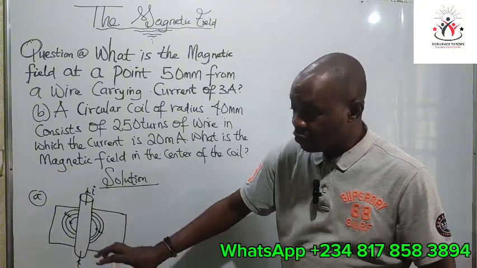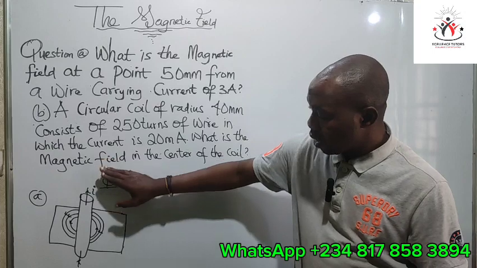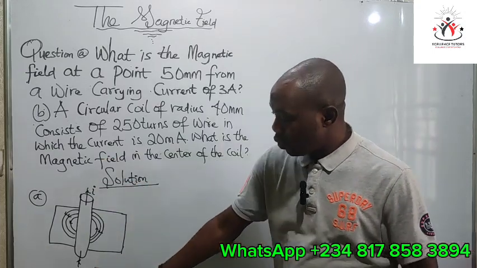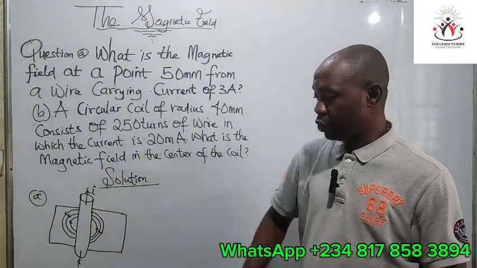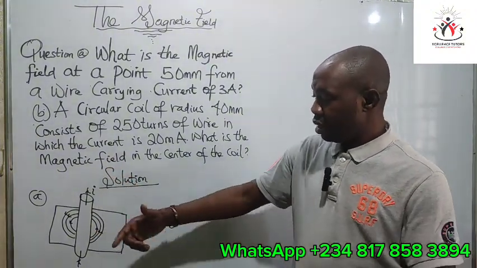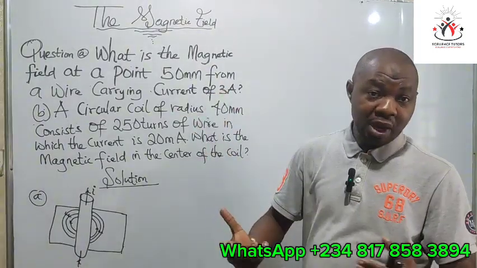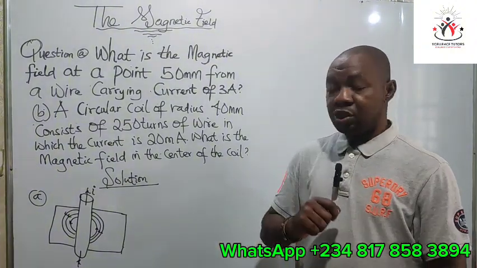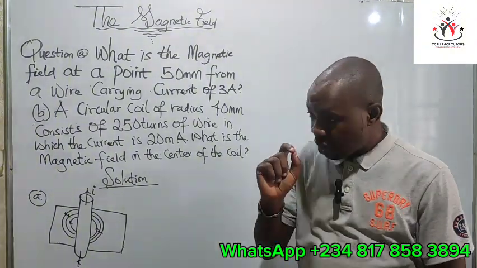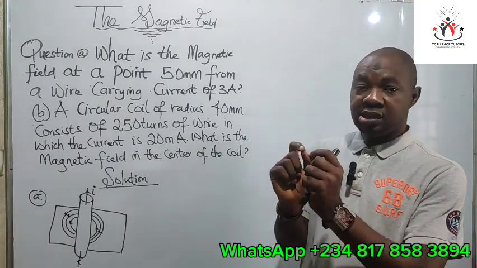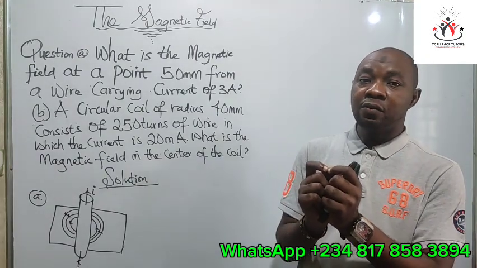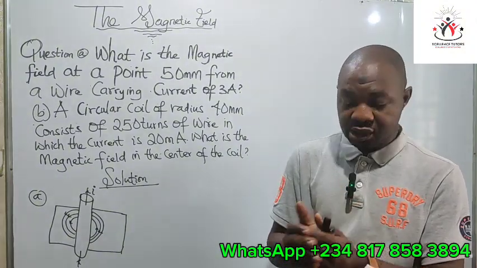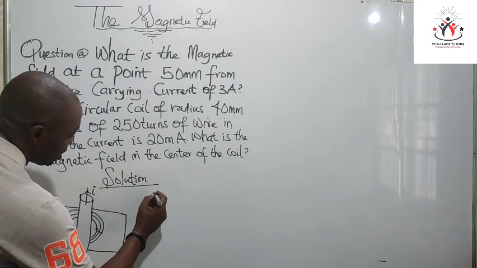You can see that we have these concentric circles around the straight conductor carrying current. As current passes through the conductor, a compass needle will swing around the straight conductor and point in a certain direction, telling us the direction of magnetism.